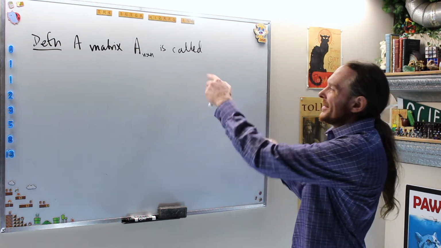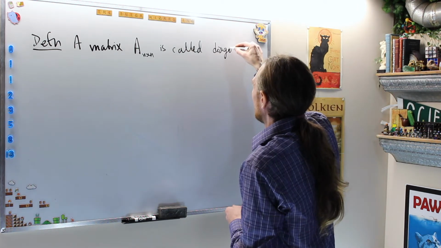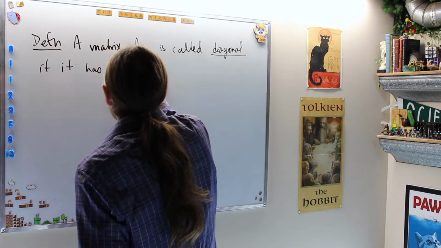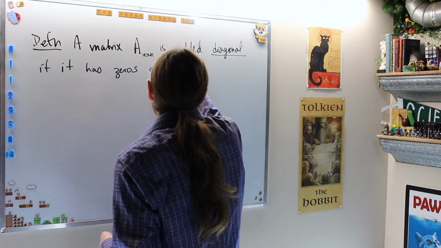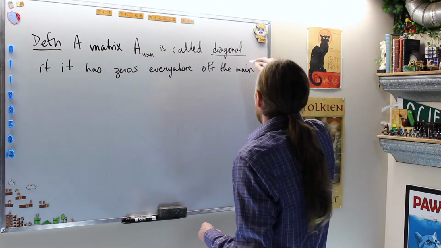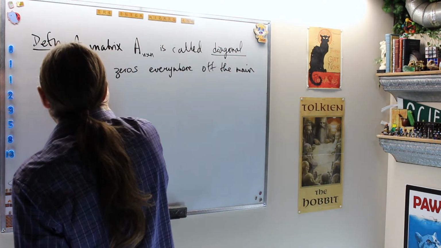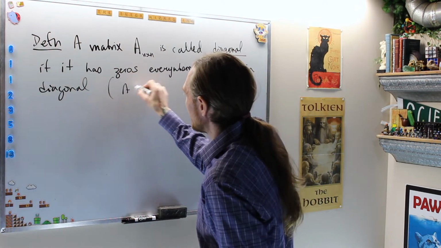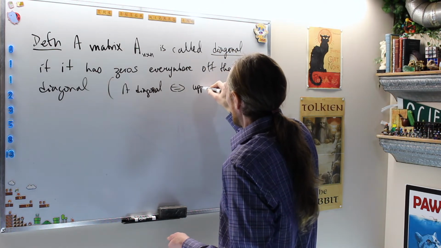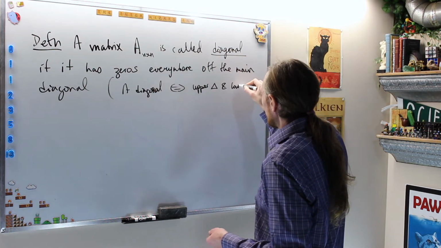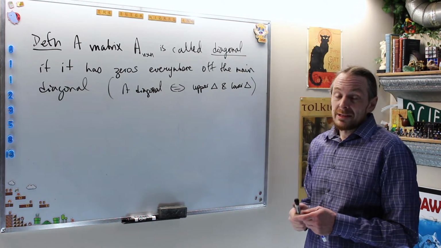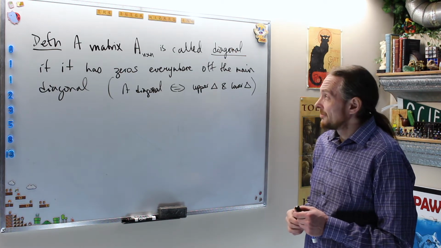An n by n matrix is called diagonal if it has zeros everywhere off the main diagonal. And you can show that A is diagonal if and only if it's upper triangular and lower triangular. These are also useful matrices later on in theory, so we want diagonal matrices.